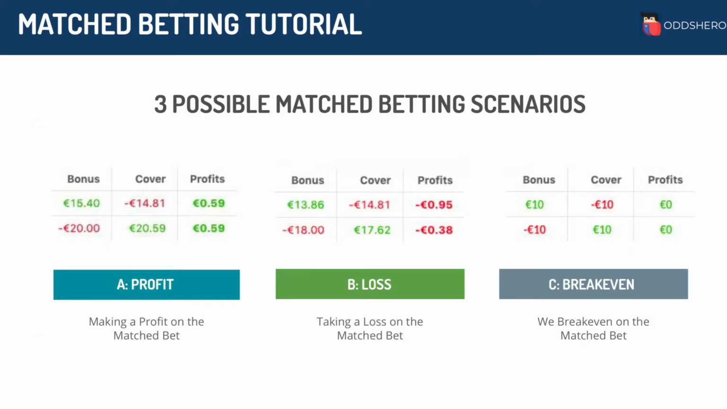So there are 3 possible scenarios of what happens when we place a match bet. Scenario A is that we make a profit. Scenario B is that we make a loss on a match bet. And scenario C is break even. What you can see here is the profits table from inside Oddshero for 3 different match bets. And you can see on the first bet, we would make a profit of 59 cents, regardless of the outcome of the bet. And on the second bet, we would make a small loss, regardless of what happens. And on the final one, you would break even.